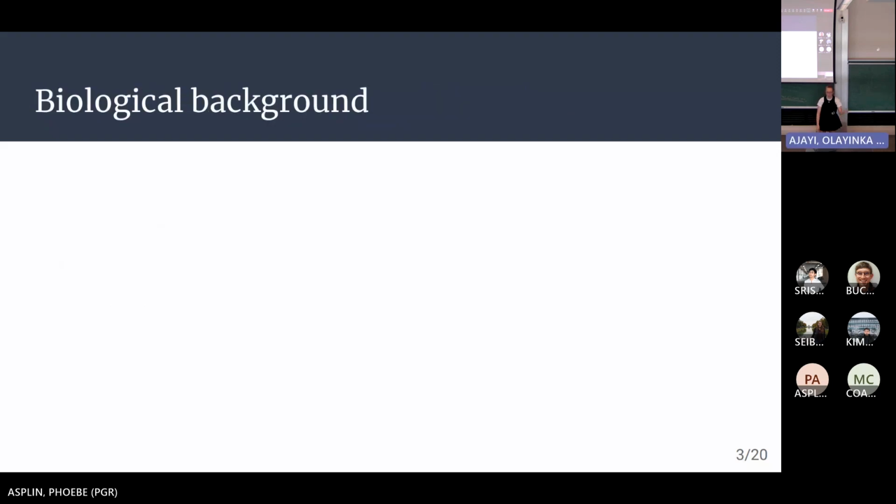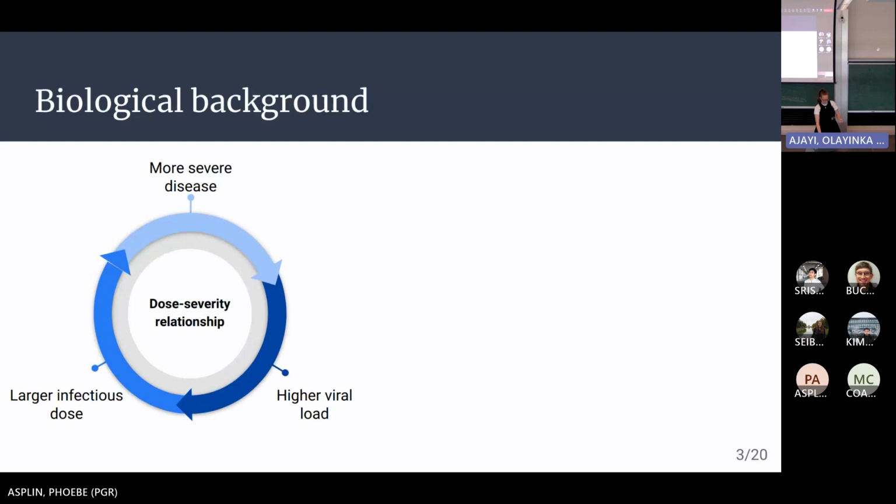So first, I'm just going to talk a little bit about how this happens. There are 2 main routes through which symptom propagation happens. The first is through dose-severity relationships. This is where an individual has more severe disease and therefore has a higher viral load, and so infects other people with a higher infectious dose. And then that means that person will also develop more severe disease.